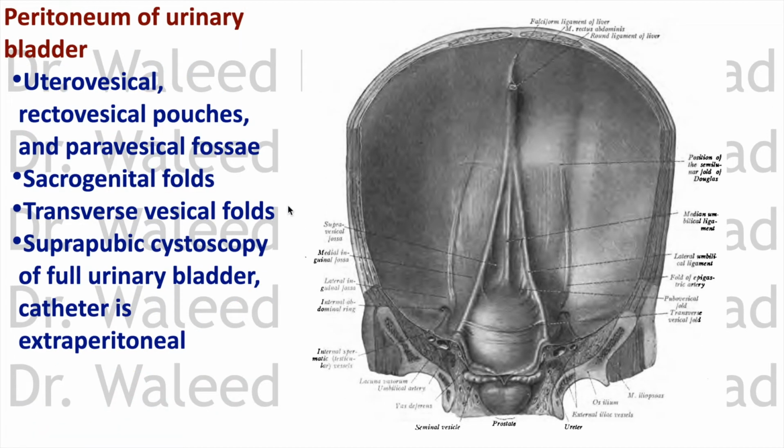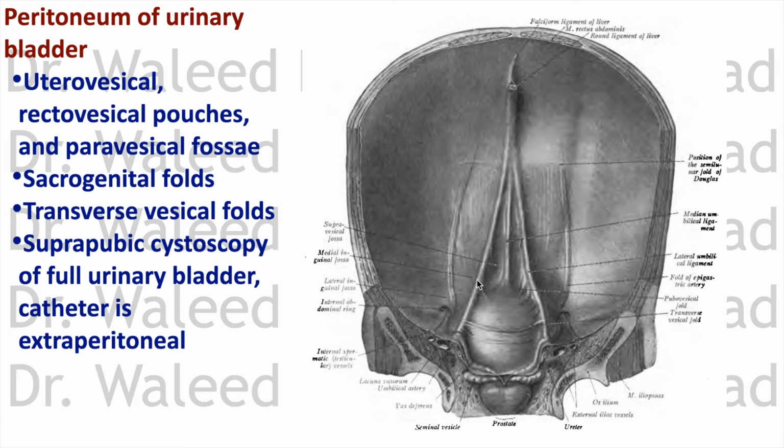The peritoneum of the urinary bladder: we studied the rectovesical pouch, the uterovesical pouch in females, and the sacrogenital folds to the back, to the sacrum. Because the anterior part of the bladder is not covered by peritoneum, the peritoneum is reflected to the anterior abdominal wall. At the beginning of the reflection, it's not adherent to the wall. There is an area of connective tissue here, so that the bladder, when it distends, will raise the peritoneum with it.